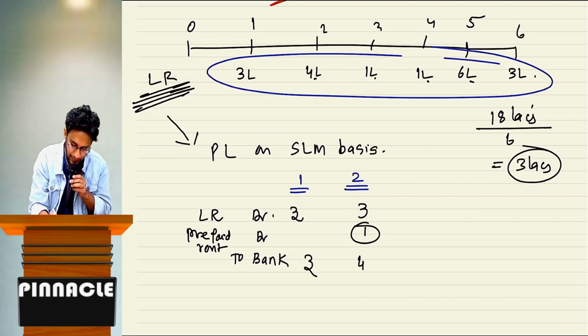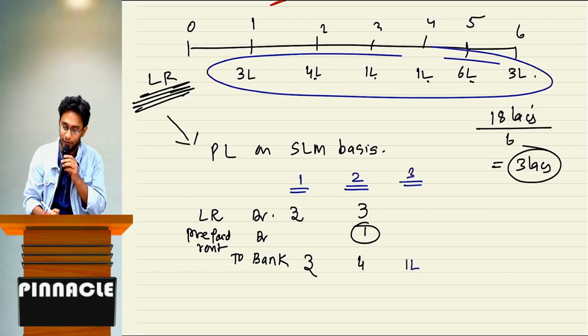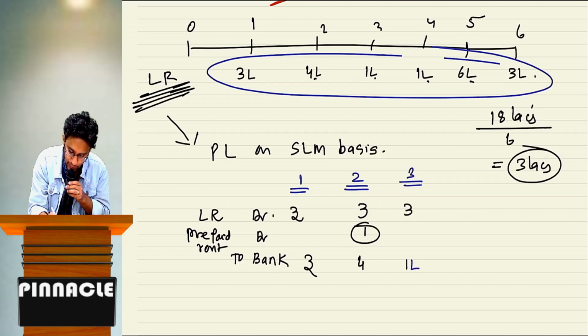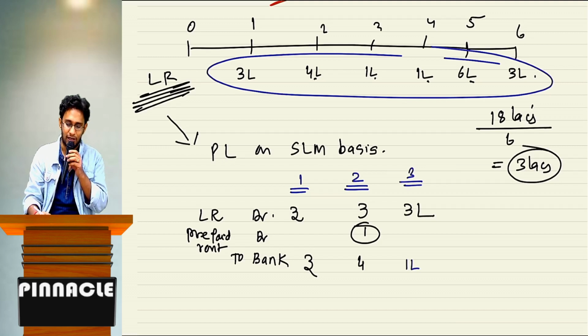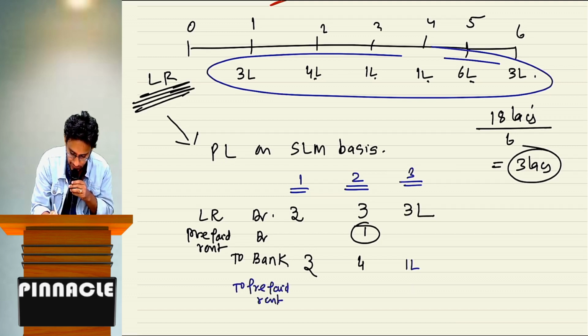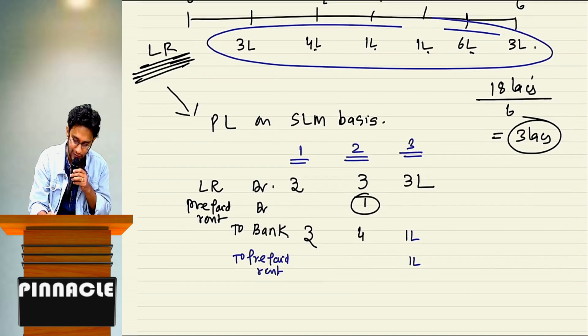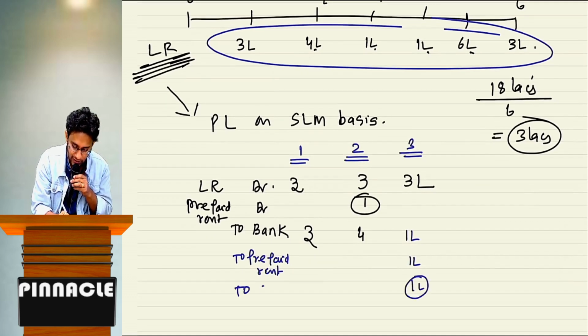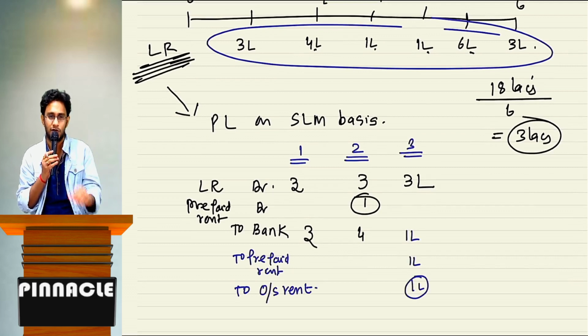So in the third month, what will happen? How much do you have to pay? 1 lakh. But lease rent expenditure should still be booked at 3 lakhs. The entry is not tallying. Very good. First he cancels the prepaid rent already there, which is 1 lakh. And an extra 1 lakh is also there, which is recognized as outstanding rent. Like this the accounting goes.